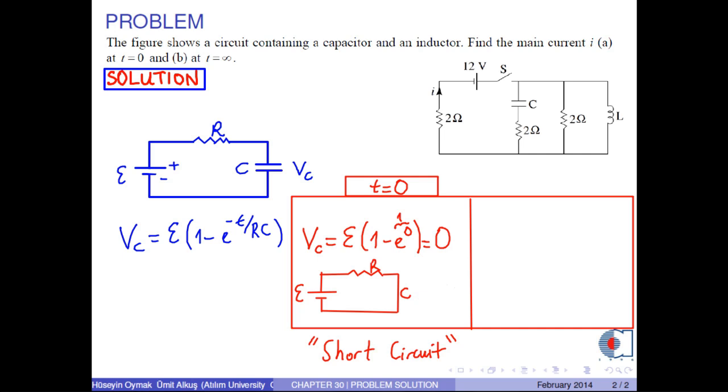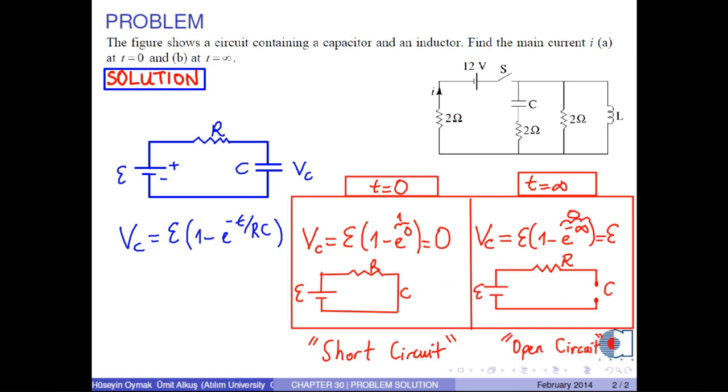At time t equals infinity, Vc is equal to epsilon times 1 minus e to negative infinity. E to negative infinity is 1 over e to infinity, which is then 0. So, the voltage difference Vc is equal to epsilon, from which we claim that the capacitor behaves like an open circuit.